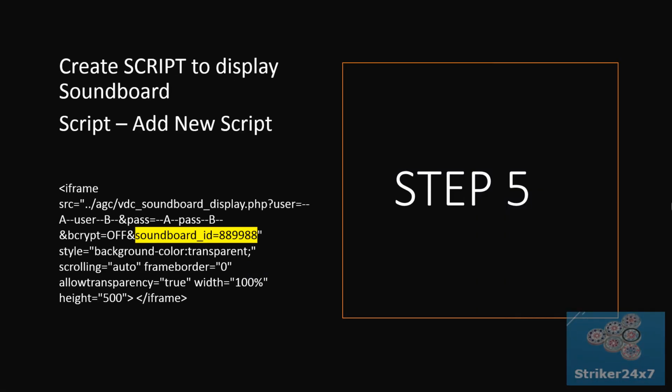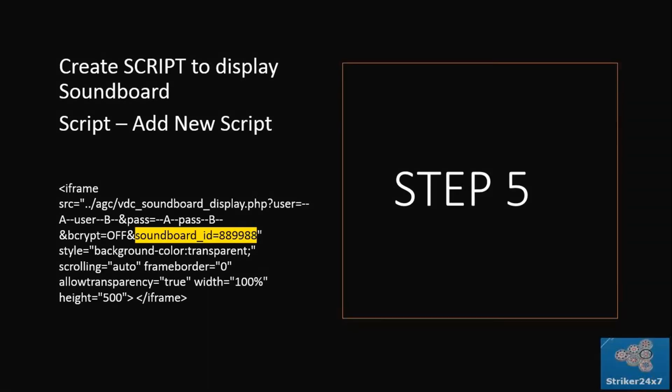Step 5, creating a script to display the soundboard which we have created in step 4. Navigate to the admin page, click script, and press add new script. Copy paste this script, and make sure to change the soundboard ID to your soundboard ID created in step 4, which I have highlighted here. Check the description for this script. Let's jump to my live VC dial and finish step 5.